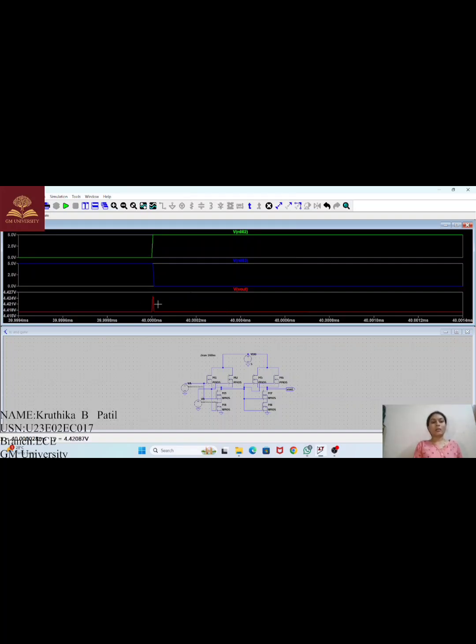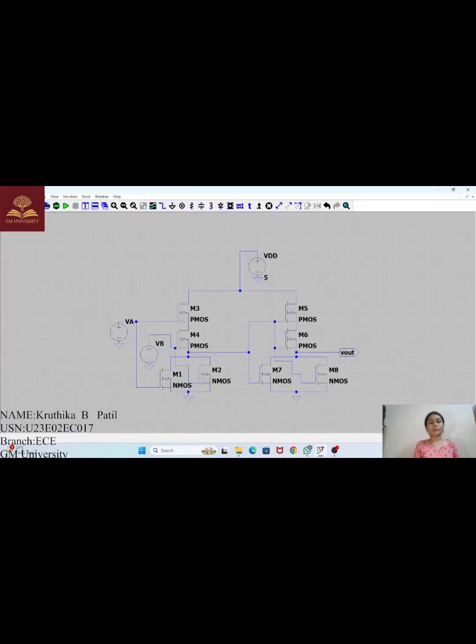Now let us see the OR gate using CMOS technology. To build the OR gate using CMOS technology, we are only using NOR gates. Here I have already made the circuit connections. In the NOR gate we are connecting the PMOS in series and the NMOS in parallel.